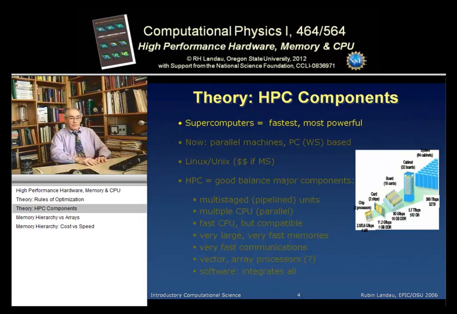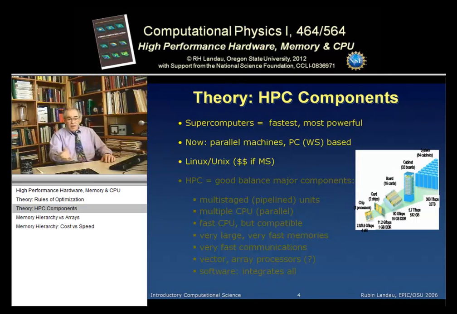What's a supercomputer? It's hard to get a handle on that one. We could say the supercomputer is always the fastest, most powerful computer that's around. There's different ways of doing it. They change with time. Now, supercomputers are almost always parallel machines based on personal computers, PCs, or workstations, WCs. Okay? So they're, in a sense, non-proprietary hardware and software put together massively to run fast.